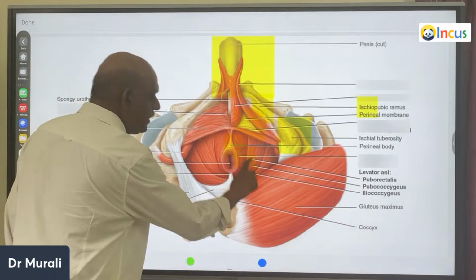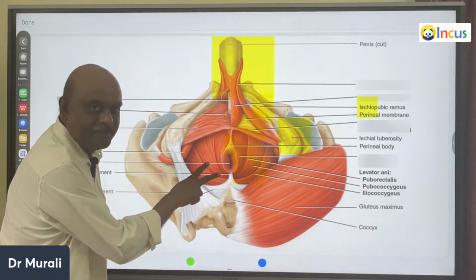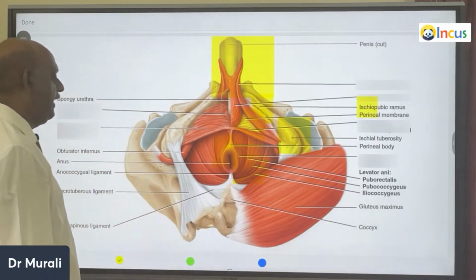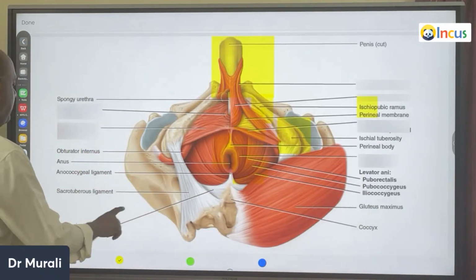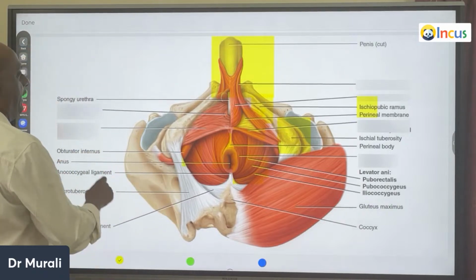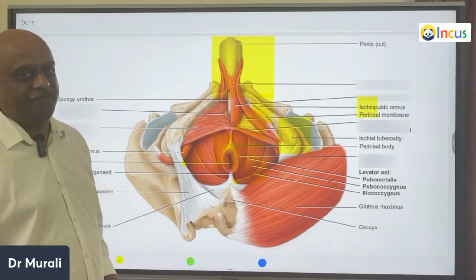Puborectalis, pubococcygeus, iliococcygeus, all these 3 muscles are located here. You're able to see, right? They constitute the pelvic diaphragm. And here you have the anus, and the obturator internus muscle is over here. So this is the typical structure that you need to remember.